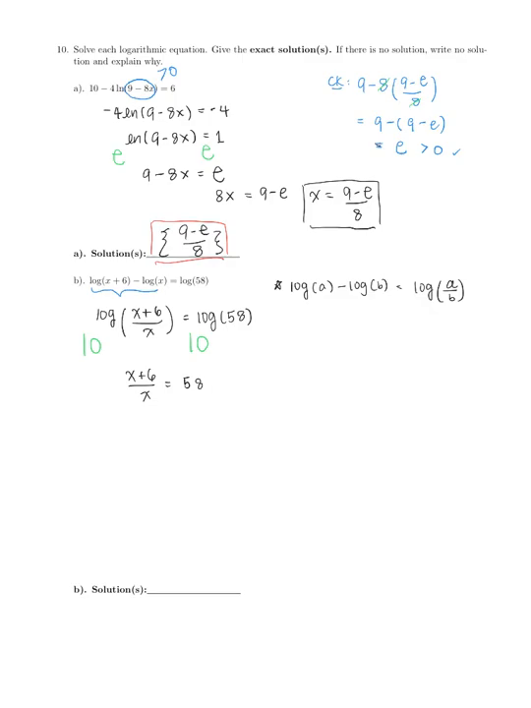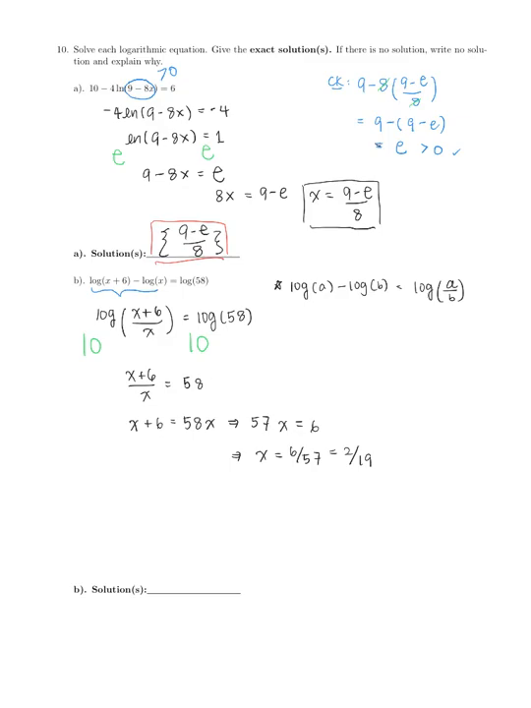All right, so now solving for x, multiply both sides by x, and then we're going to have x plus 6 equals 58x. So that implies we subtract x from both sides: 57x equals 6. So x is 6 over 57. Please reduce your answer all the way. So it looks like 2 over 19. Looks good.